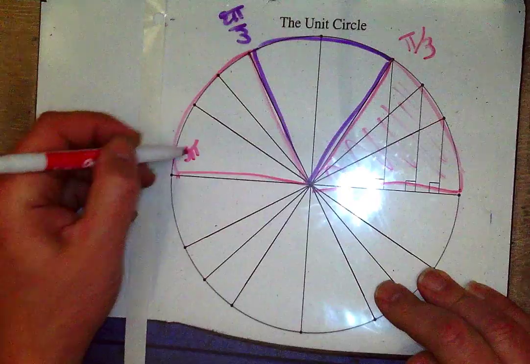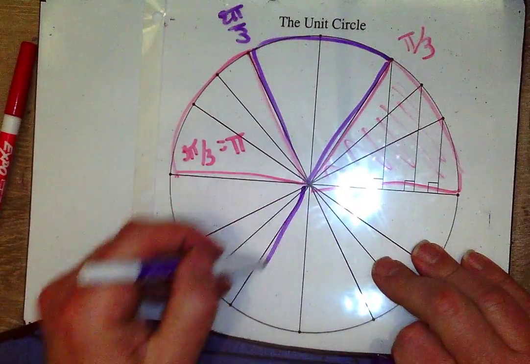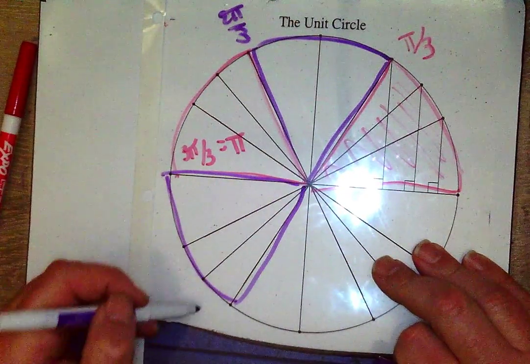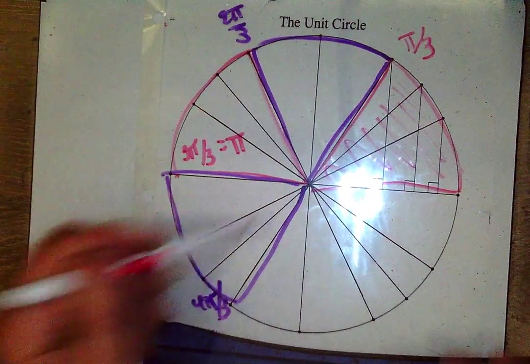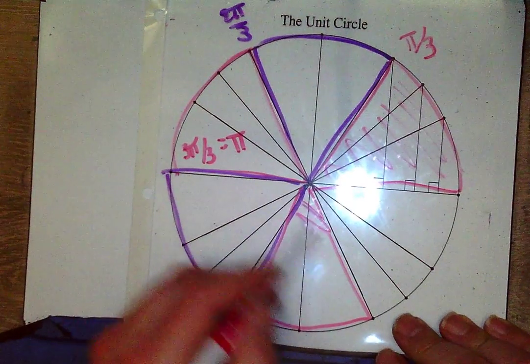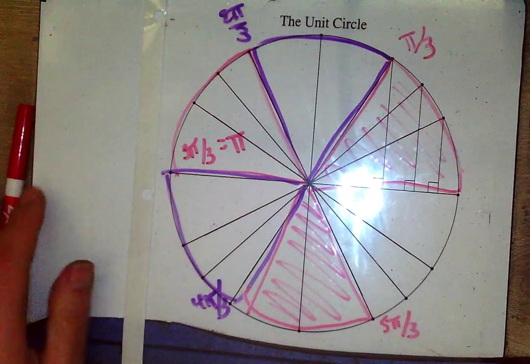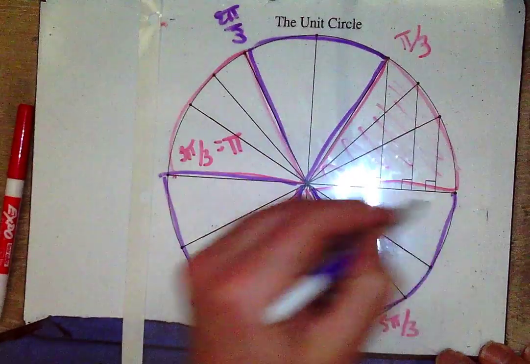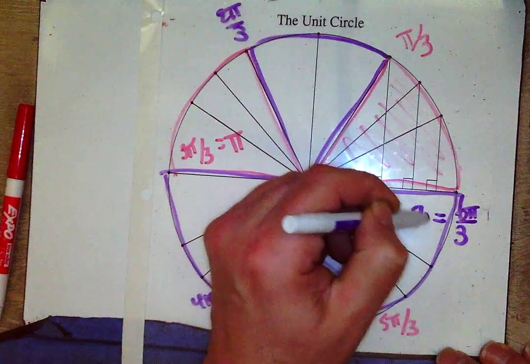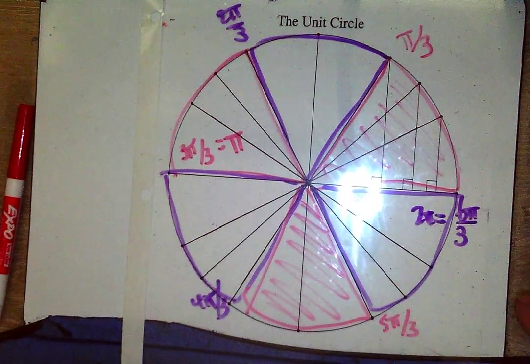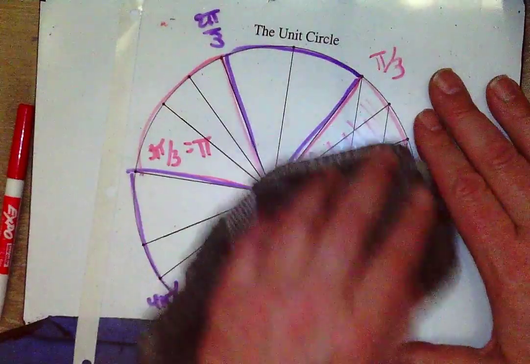So this is going to be 3 pi over 3, or pi. And then here, I see another one. So this must be 4 pi over 3 down here. And look, a radiation symbol. 5 pi over 3 here. And finally, this brings me back to 6 pi over 3, which is 2 pi. I can just count them if I have a sense of how much rotation is involved in getting that.